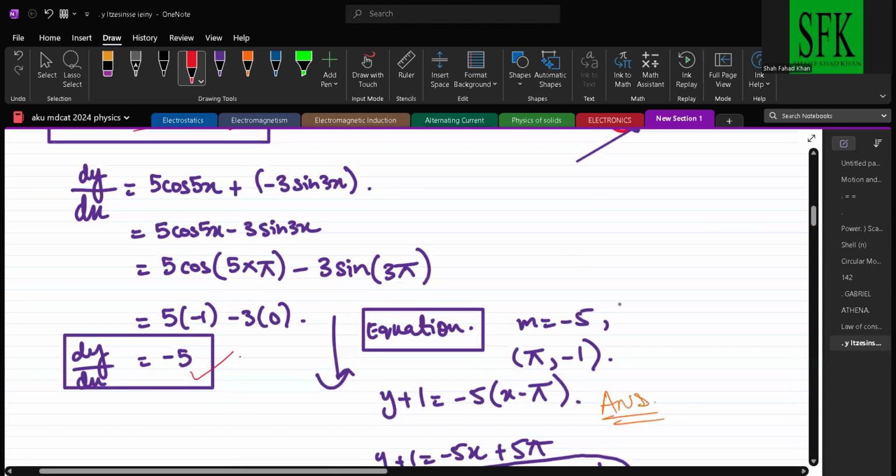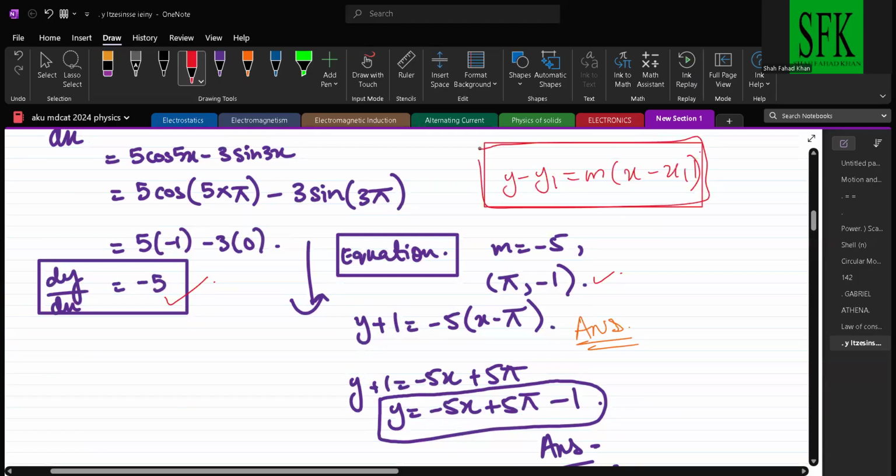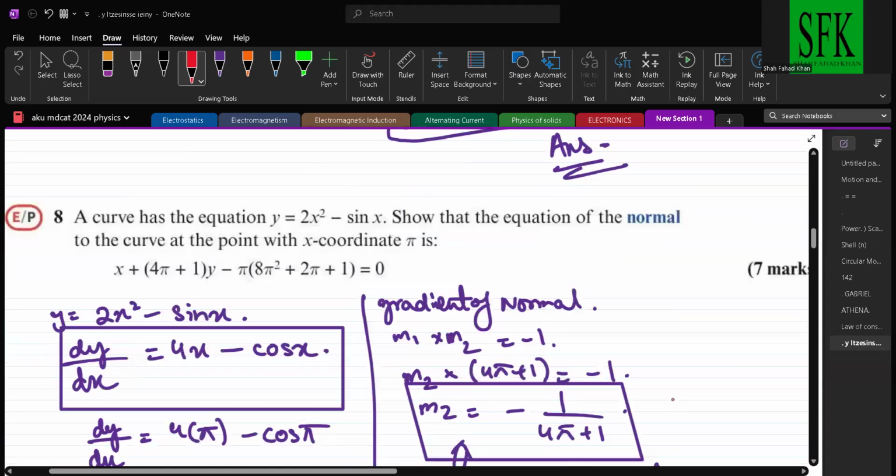Once you have the value of the gradient and you have this point, you can calculate the equation of the straight line by using the formula y minus y1 equals gradient into x minus x1. It's going to be a super quick formula to get to the equation of the straight line. Okay, and there you go. You have the equation of the straight line.